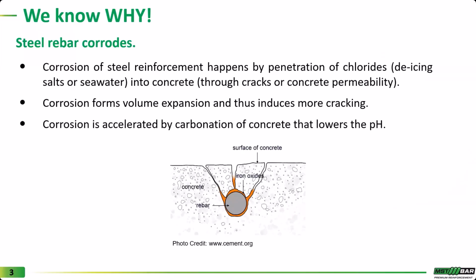So as you may have noticed in your everyday commute, our infrastructure is suffering from corrosion of steel reinforcement. And corrosion of steel reinforcement happens by penetration of chloride into concrete. So corrosion can form the volume expansion of the rebar and can induce more cracking and cover spalling and exposure of internal reinforcement to aggressive environmental conditions. And also very important to know that corrosion is accelerated by carbonation of concrete that lowers the pH environment of the rebar, and this carbonation happens over the lifespan of the structure.